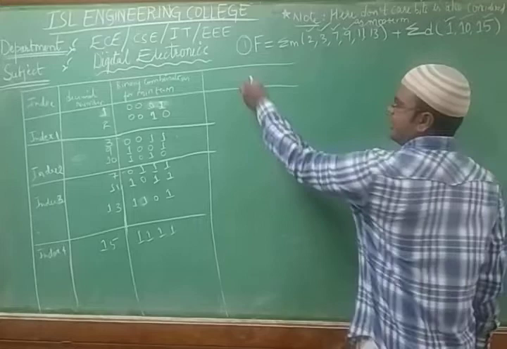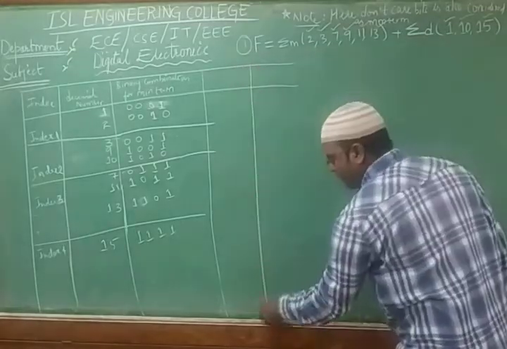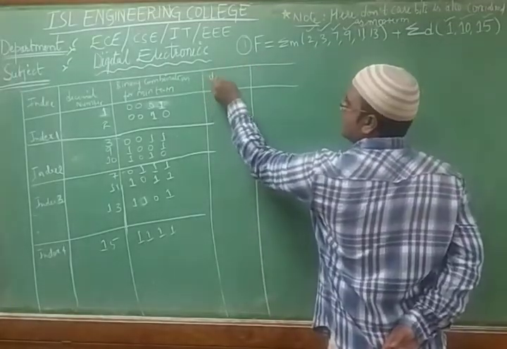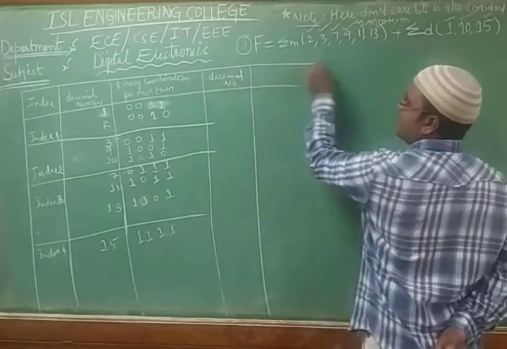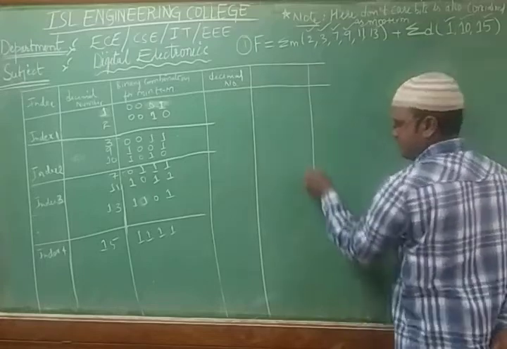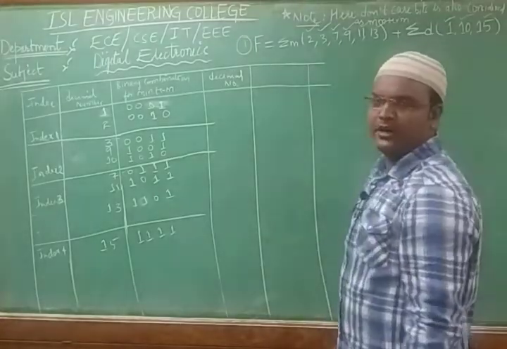So now we got it. Next thing is that we need to write again what? Decimal. So we just want to compare it. So what will we write first in the next column? The decimal number. Then its binary combination. So now compare it. What is the next step?